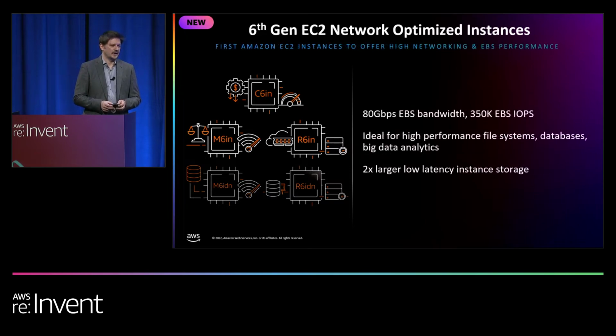These are also the first Amazon EC2 instances to offer both high networking and high EBS performance. I mentioned earlier that some workloads need both. They offer up to 80 gigabits per second EBS bandwidth and up to 350K IOPS, input-output operations per second. This is the highest EBS performance in EC2. The new instances are ideal for high-performance file systems, databases, big data analytics types of workloads.